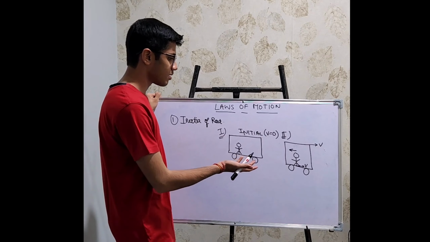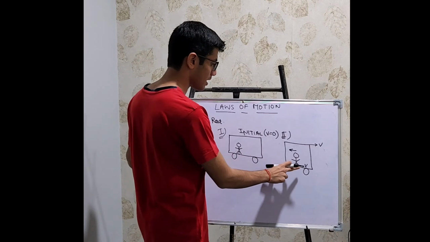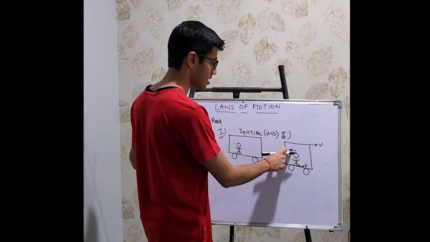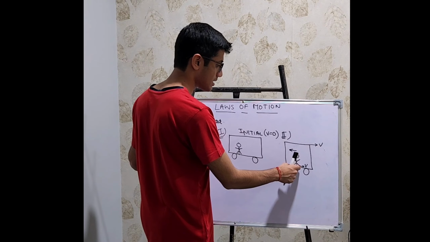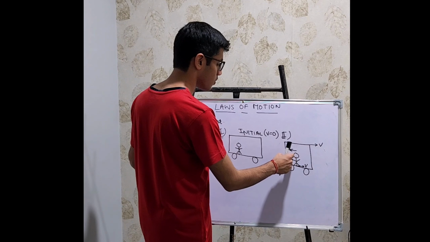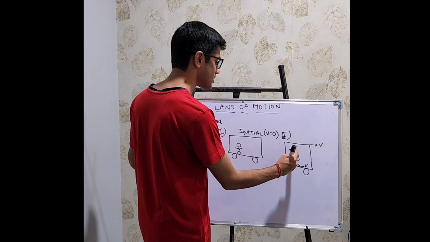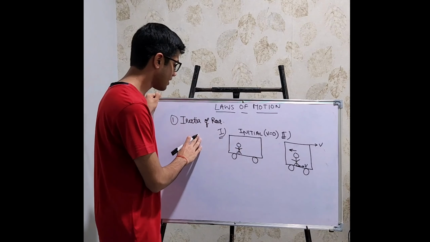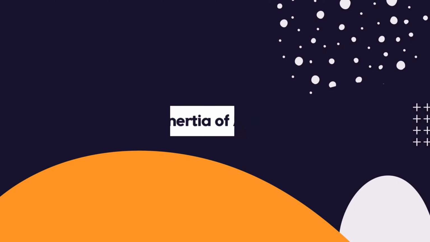and it is actually due to the inertia of rest only, because the body was initially at rest and it wants to remain at rest. So half of our body which is attached, that means the legs, will move with the velocity v of the bus, and half of our body which is not attached will want to remain at rest. Therefore we experience a jerk backwards, and this is a very classic example of the inertia of rest.